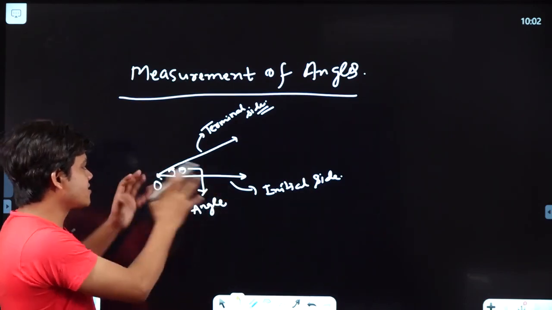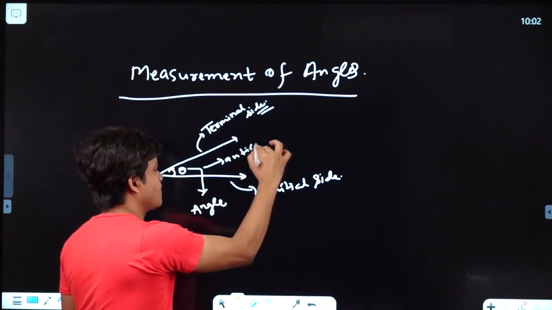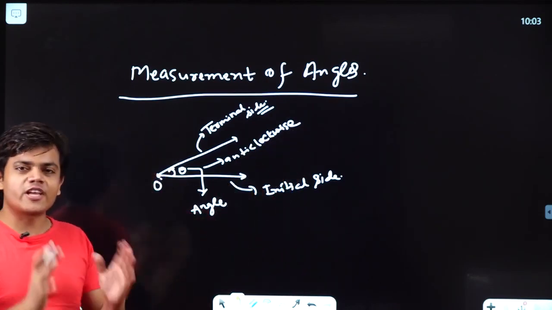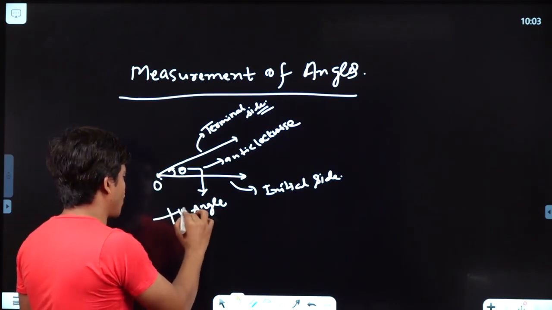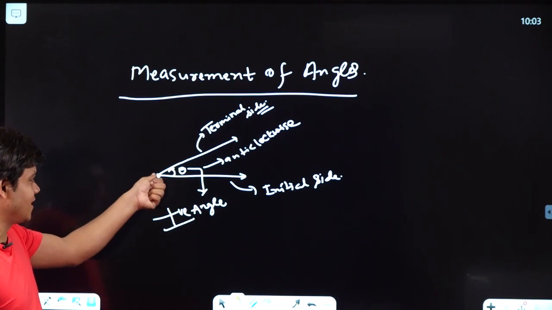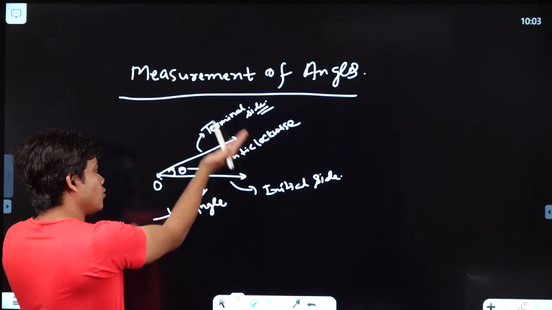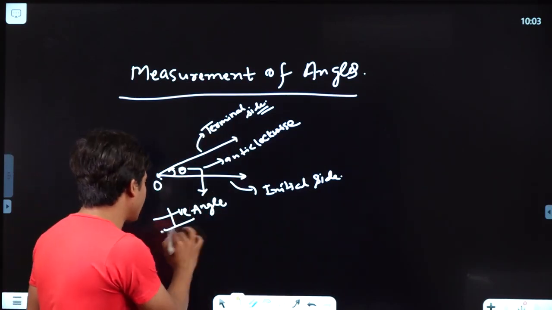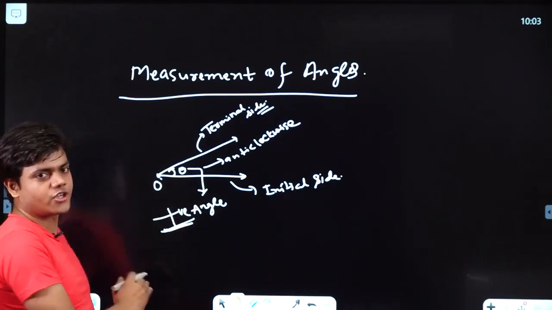And what is the sense of rotation? The sense of rotation is anti-clockwise. Whenever your sense of rotation is anti-clockwise, then always take it as a positive angle. So we are fixing our point over here. This is the initial point, initial side, and we are doing a rotation anti-clockwise, and therefore the measurement of rotation will be positive if the sense of rotation is anti-clockwise.